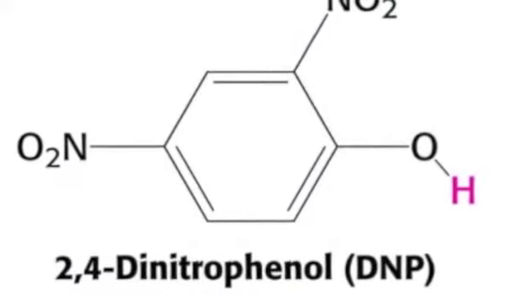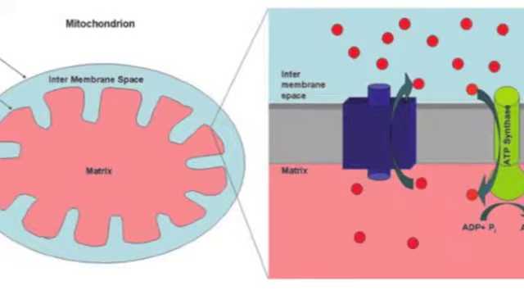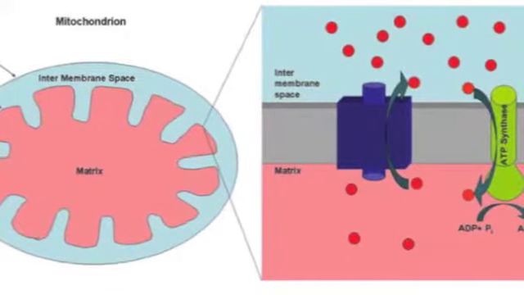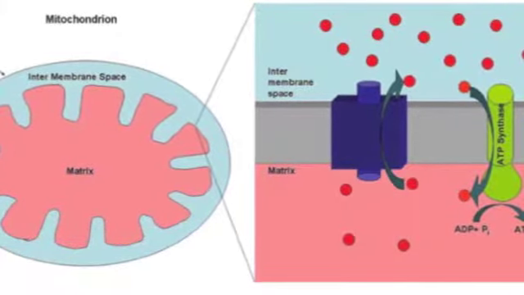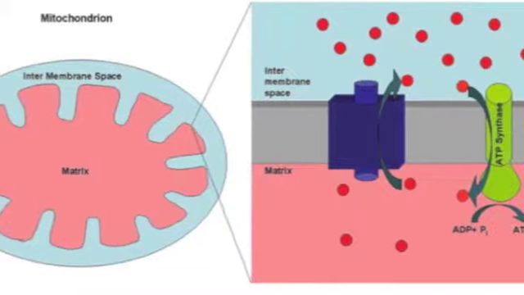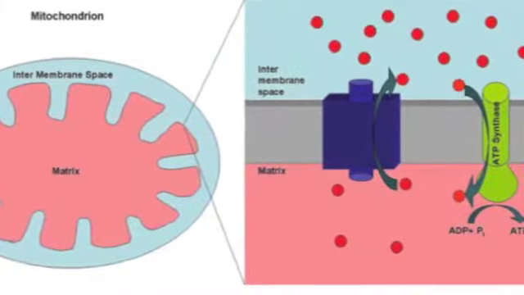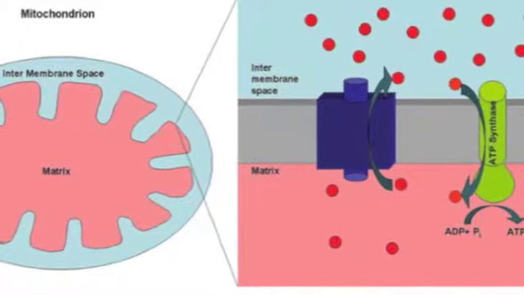DNP inserts into the inner mitochondrial membrane and shuttles protons between the inner membrane space and the matrix. The energy released as the protons move down their concentration gradient is dissipated as heat. This is manifested physiologically by a rise in body temperature, a fever. Without the proton gradient, ATP synthase is not able to maintain ATP production.